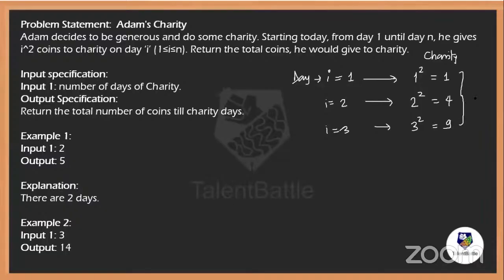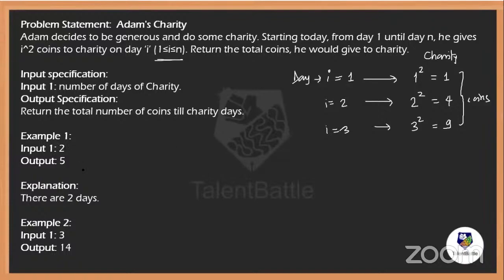So these are all the coins, the total number of coins in charity done by Adam. And the value of i is ranging from 1 to n. See, i is not 0. It's ranging from 1 to n. And we have to return the total coins he would give to the charity. So this is very easy as compared to the first problem statement. You have to just take the square. What are the input specifications? The number of days of charity, that is the only input. Again, that will be an integer. Output specification: total number of coins till the charity days.